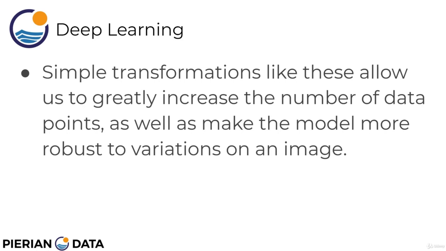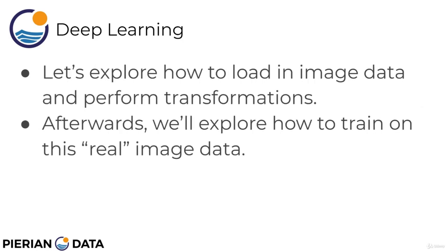Since dogs could be facing either to the left or to the right, it's probably a good idea that you do that horizontal flip on this particular dataset. And things like rotations also help make the model more robust, as well as, again, increase the number of data points. Let's go ahead and explore how to load in this image data and perform these transformations. After this, in another series of lectures, we'll explore how to train on this quote-unquote real image data once it's been loaded, pre-processed, and had transformations on it. Let's get started by heading over to a Jupyter Notebook.